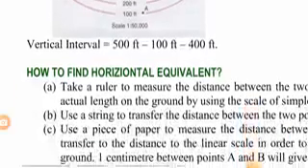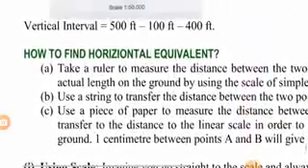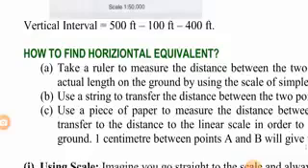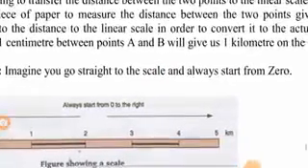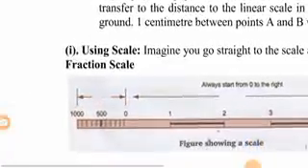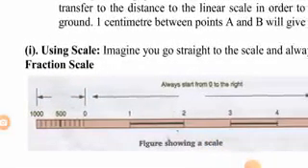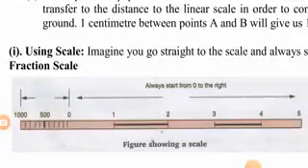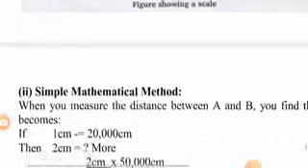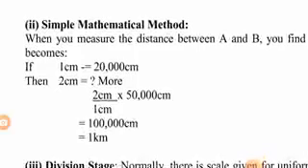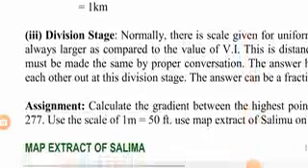So how do we find the horizontal equivalent? Take a ruler and measure the distance on a straight line. Then use the scale to convert it into kilometers. If the vertical interval is in feet and the distance is in meters, convert into feet. Make sure that the units are the same.